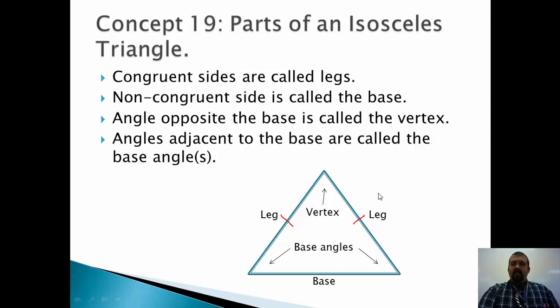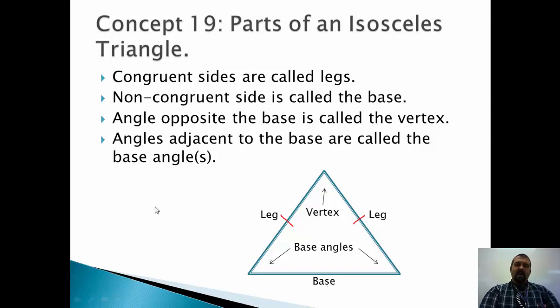Congruent sides of an isosceles triangle will be what we call the legs. So this side over here and this side over here will be the legs of my triangle because they're congruent. The non-congruent side is called the base. So this one, because it isn't congruent to the other two, is what I call the base. It doesn't mean it has to be on the bottom of my triangle, it just means it's the non-congruent side. So I could actually rotate this, and my base could be over here.